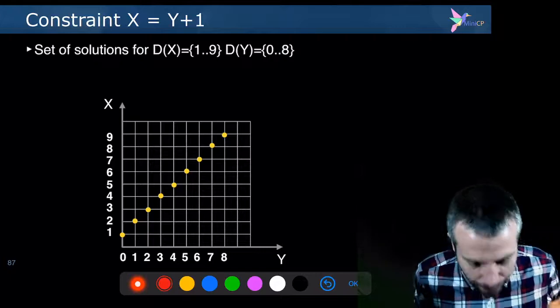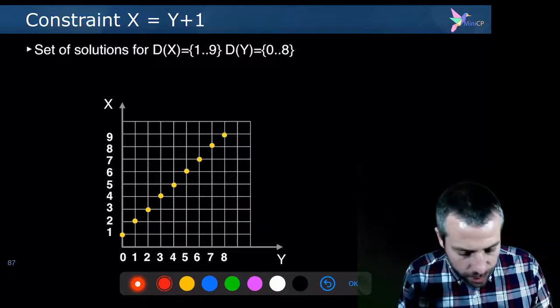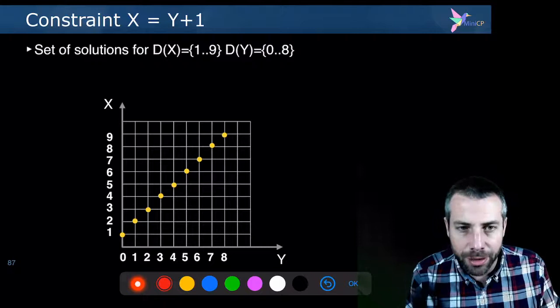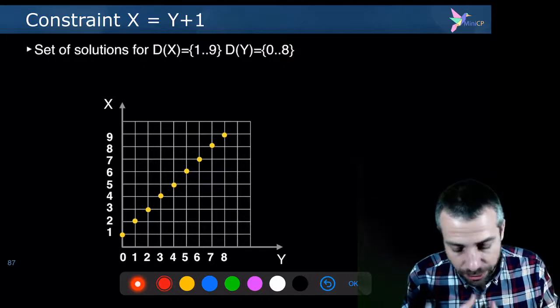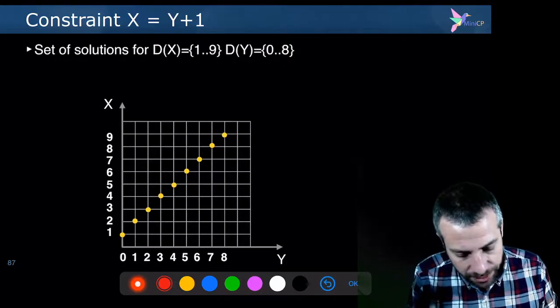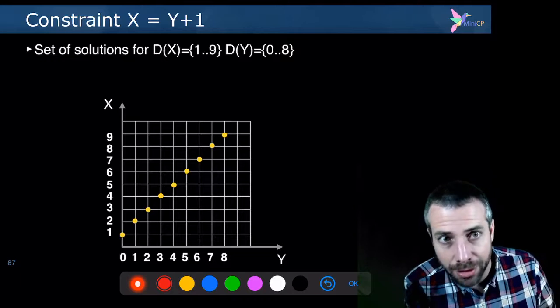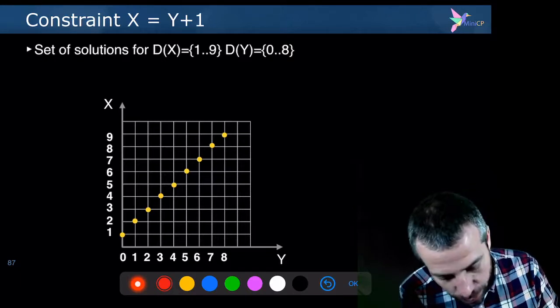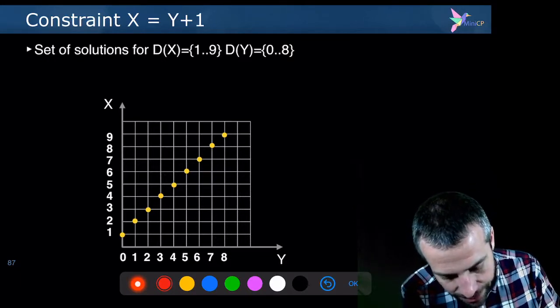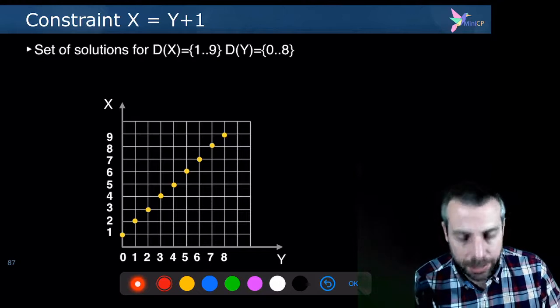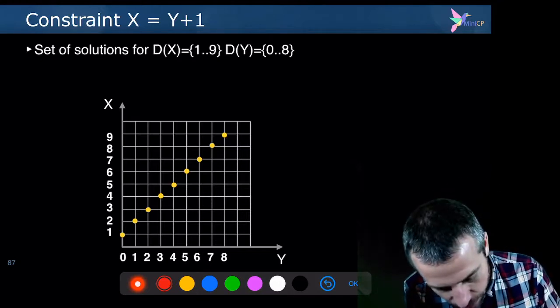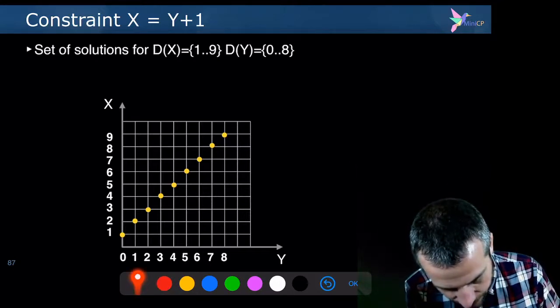Let's study what I just explained before, which is the filtering trade-off between the computational time and the kind of filtering that you can do for a specific constraint. And for explaining this trade-off, I will use a very simple constraint, which is x equal to y plus 1. Assume that the domain of x is 1 to 9 and the domain of y is 0 to 8.